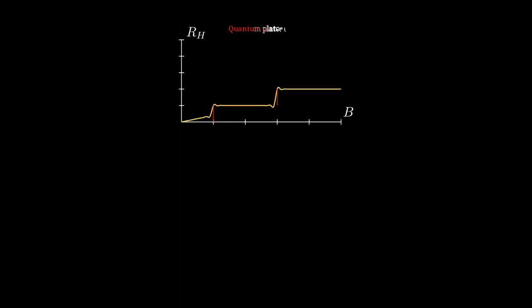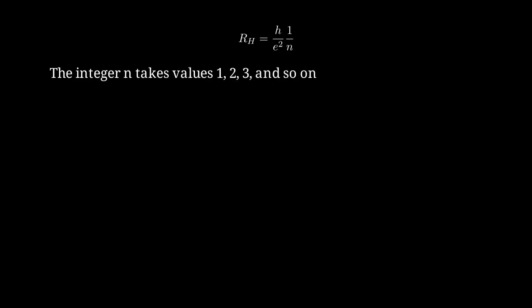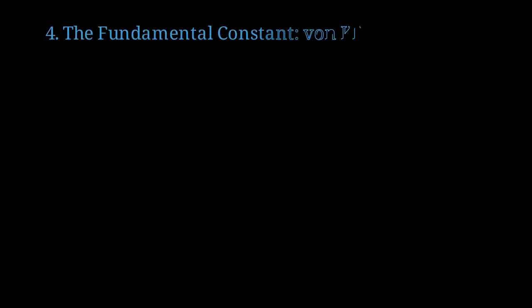This graph shows the quantized Hall resistance as a function of magnetic field, with perfectly flat plateaus and sharp transitions between them. The plateau values follow a simple formula. R_H equals h over e squared times 1 over n, where h is Planck's constant and n is an integer. The integer n takes values 1, 2, 3, and higher integers, creating a series of quantized resistance values. Let's calculate the numerical value of this fundamental quantum.